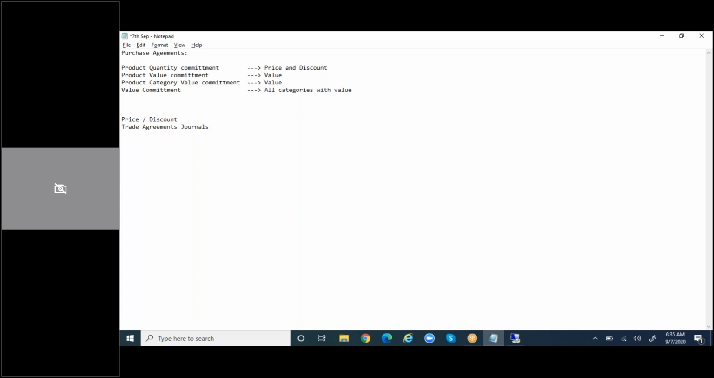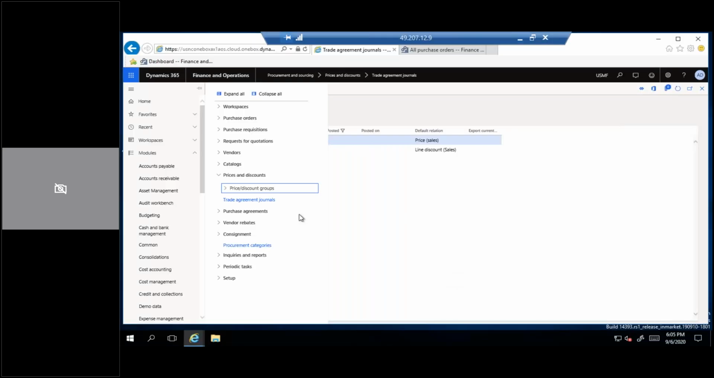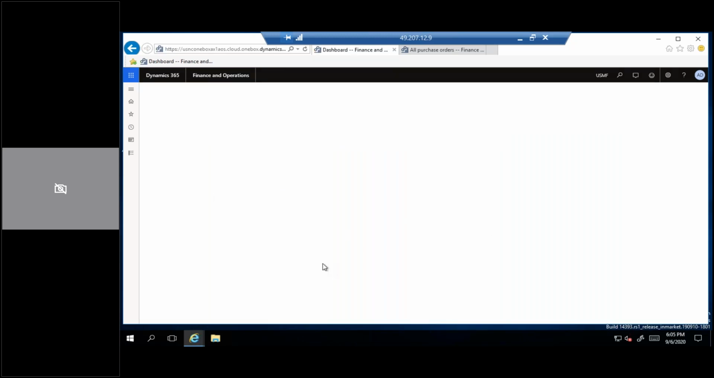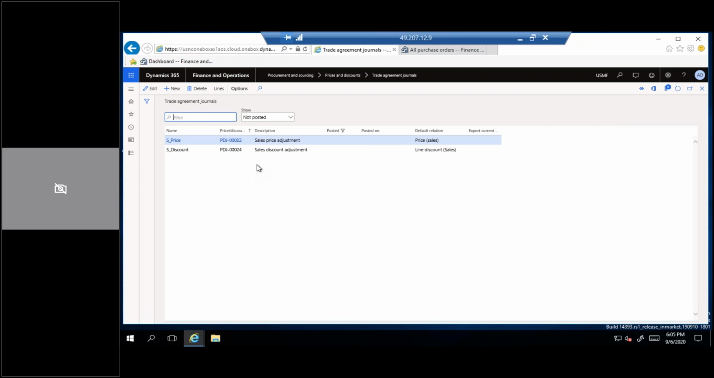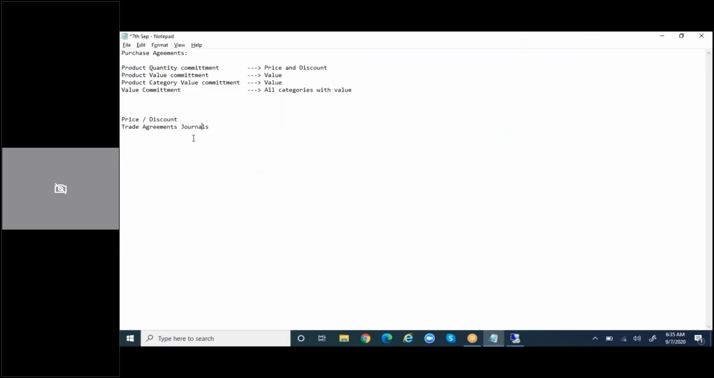Okay, so the naming convention, price and discount or trade agreement journals, it is available. So you can create trade agreement journals. Now, what is the difference between purchase agreements and trade agreement journals?